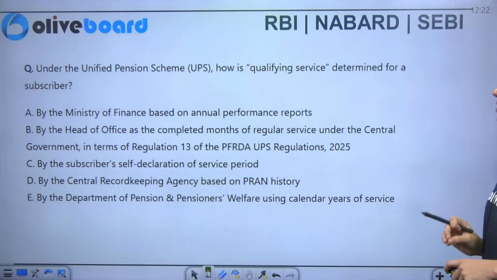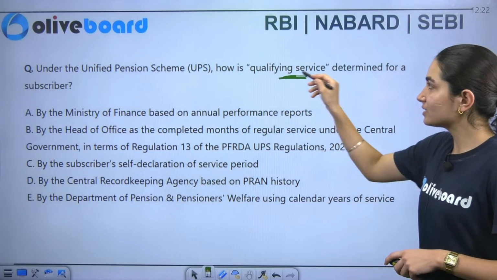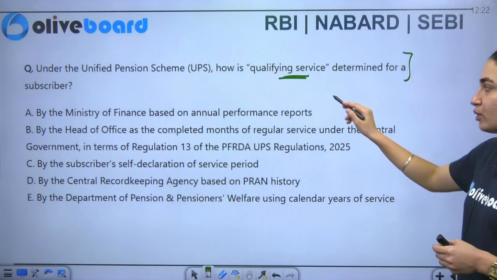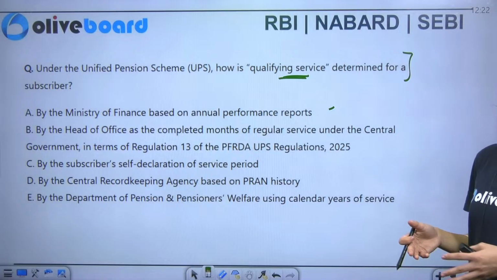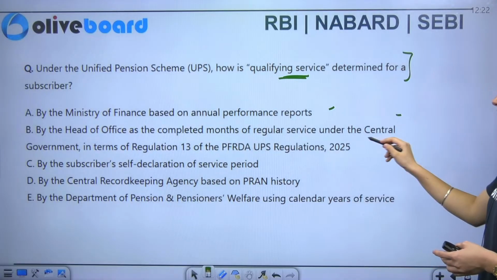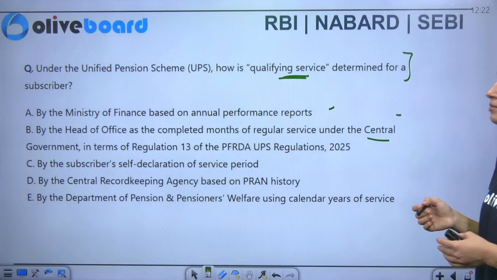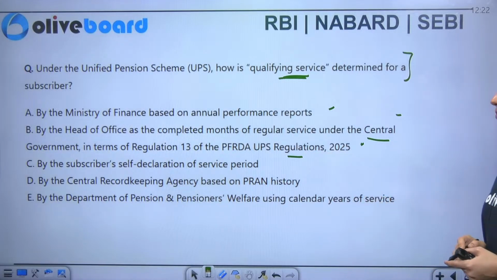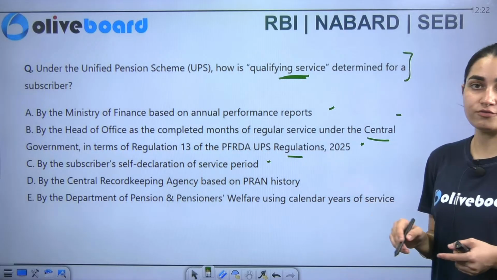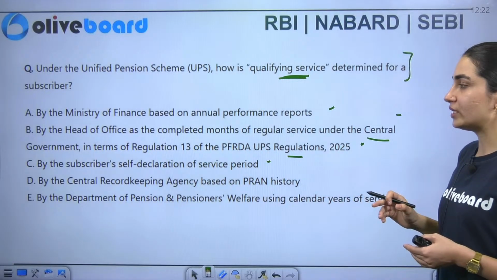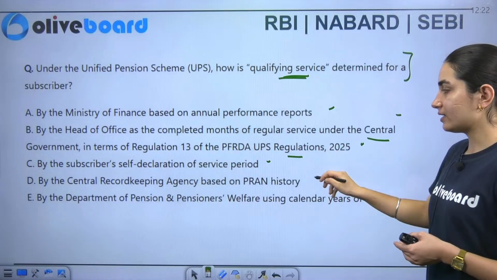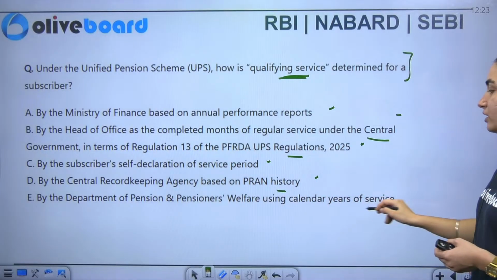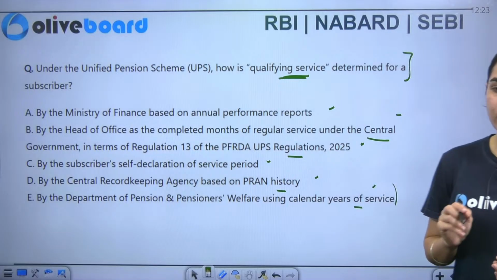Now the next question says, under this UPS, how is qualifying service determined for a subscriber? Is it by the Ministry of Finance based on annual performance reports, by the head of the office as completed months of regular service under the central government in terms of regulation 13 of the PFRDA UPS regulations 2025, by the subscriber's self-declaration of the services provided, by the CRA based on PRAN history, or by the Department of Pension and Pensioners Welfare using calendar years of the services? Which one is the correct answer?